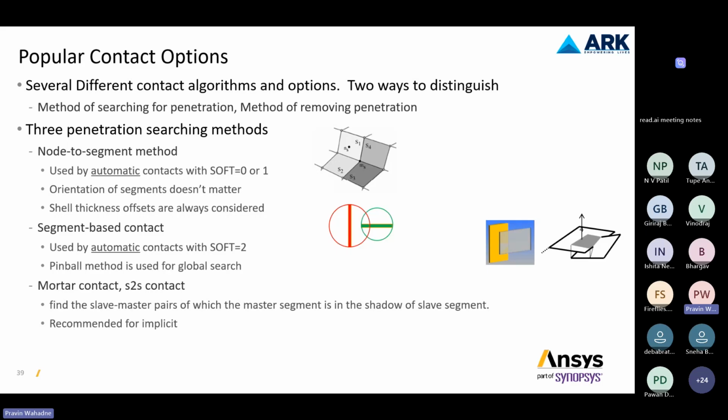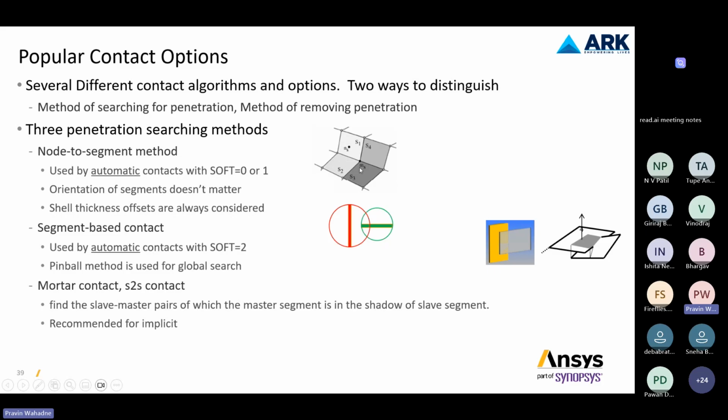The two ways to distinguish are by the method of searching for penetration, generally the penalty method. Three penetration search methods are used: node to segment method, segment based contacts, and mortar contacts. Mortar contacts are ideally used with the implicit approach. These contacts are very robust because they find the slave master pair in which the master segment is in the shadow of the slave segment. So it is generally recommended in the implicit approach.